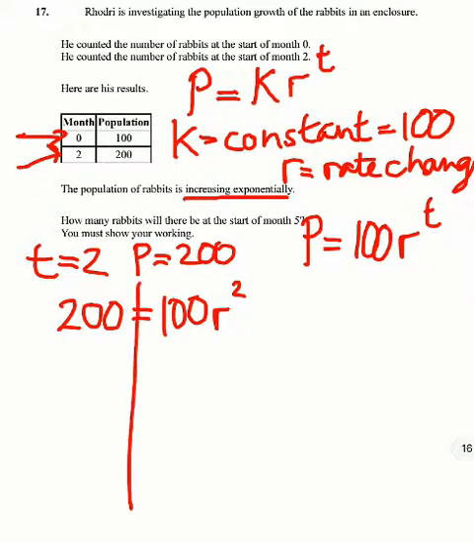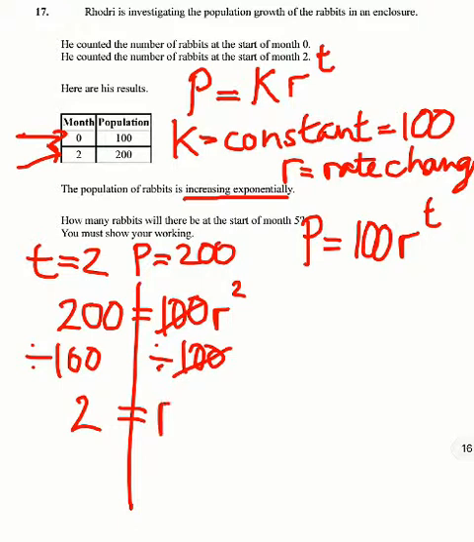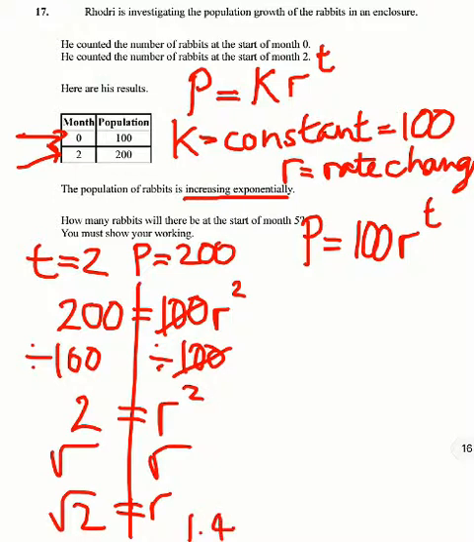Now if we solve this by dividing by 100 on both sides, 200 divided by 100 is 2, and 100 divided by 100 is 1, so that's just left us with R squared. And then if we square root both sides, we find that the square root of 2 is equal to R, our rate of change, which is around about 1.4. So that's about a 40% increase in population per month of this rabbit enclosure that Rodri has. So let's just adjust our equation. It's now become P equals 100 multiplied by the square root of 2 to the power of T.